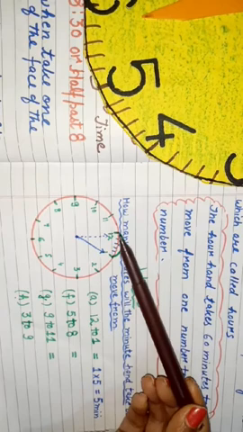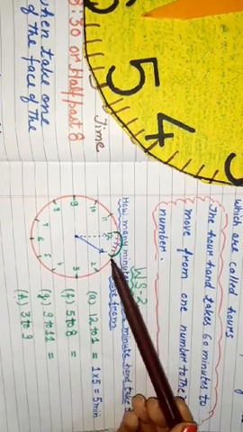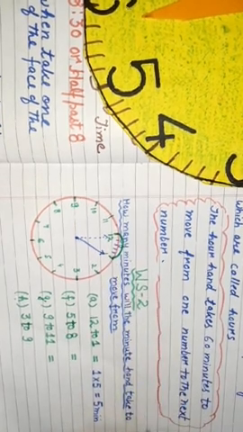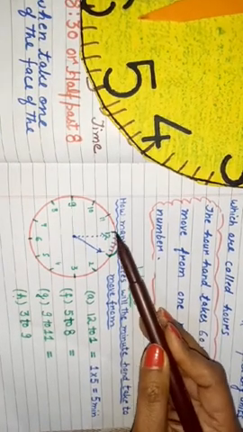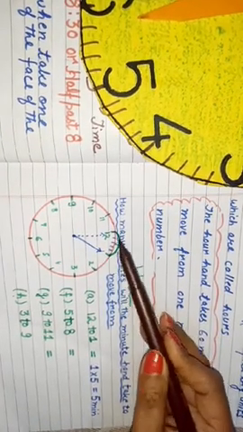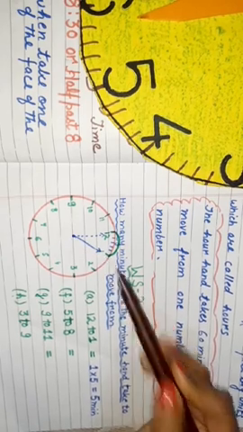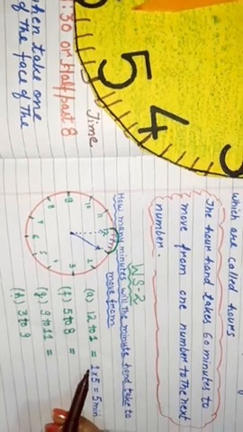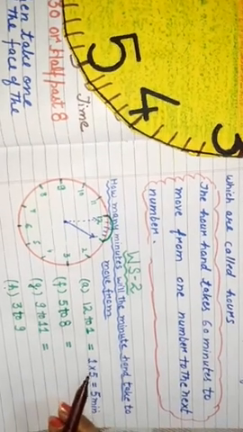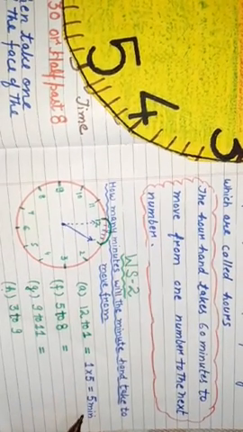So how many minutes did it cover? We will calculate how many jumps it took. It will take one jump, so we will multiply by 1. In every one jump it covers 5. So 1 multiply 5, it's your 5 minutes.